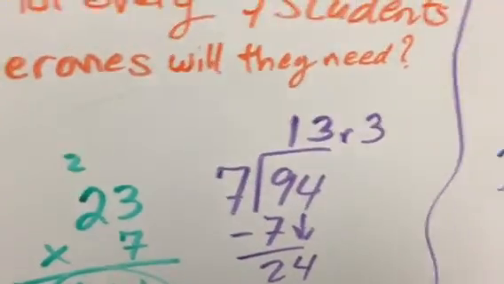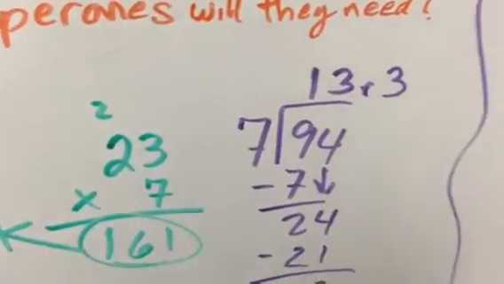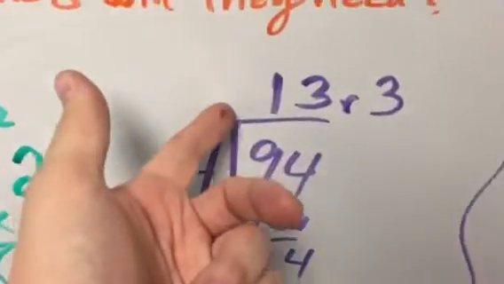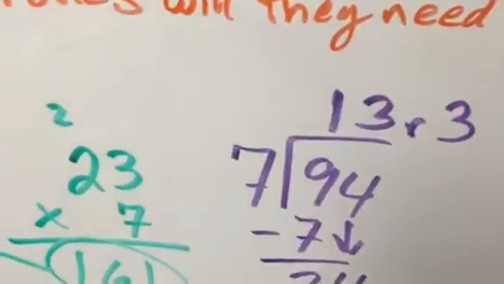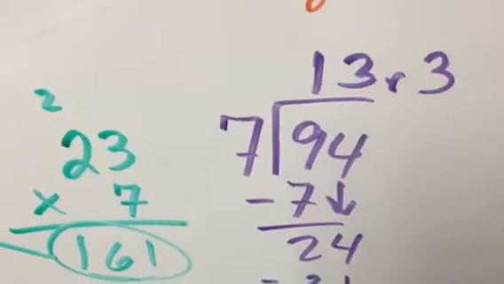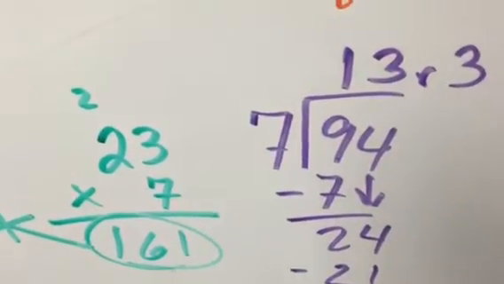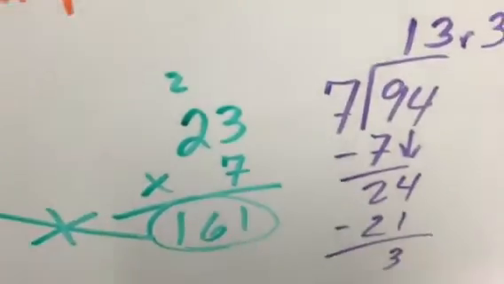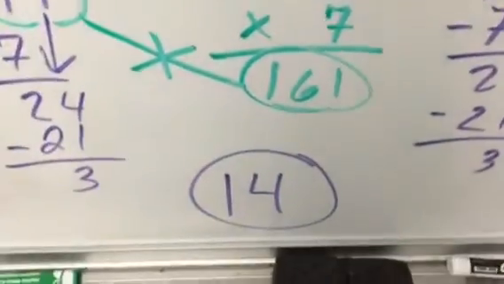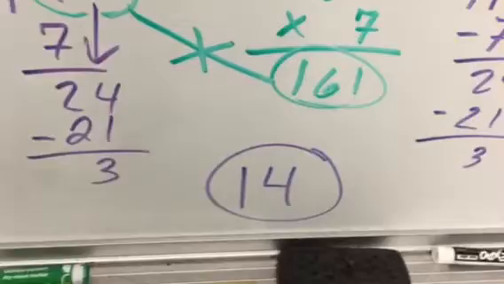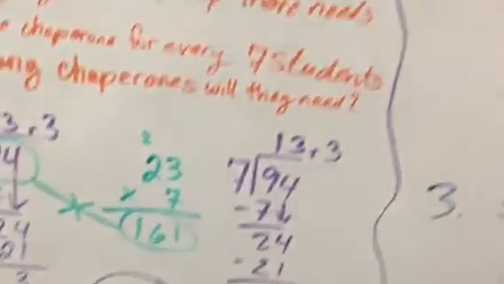So I realized where I made a mistake. And now I need to look at how many chaperones do I need? 13 remainder 3? Ask yourself, can I have a remainder of a person? No, we really can't. So we would need to have at least 14 chaperones for that. All right, let's look at some practice problems.